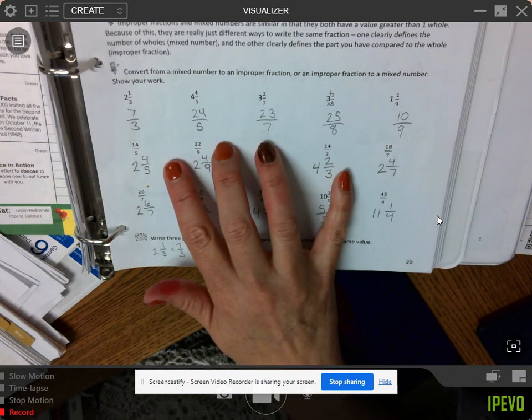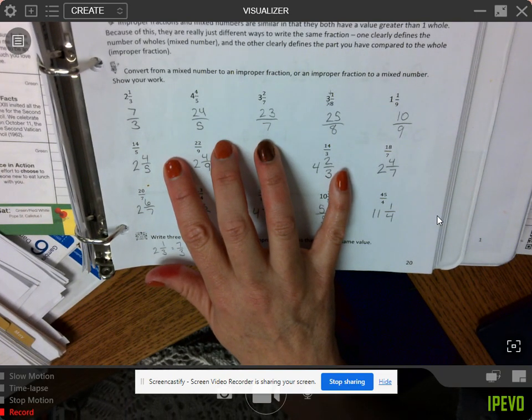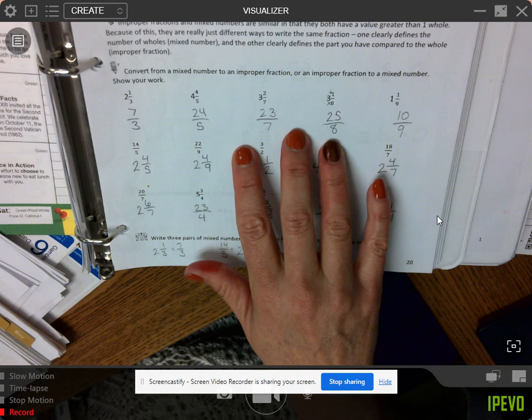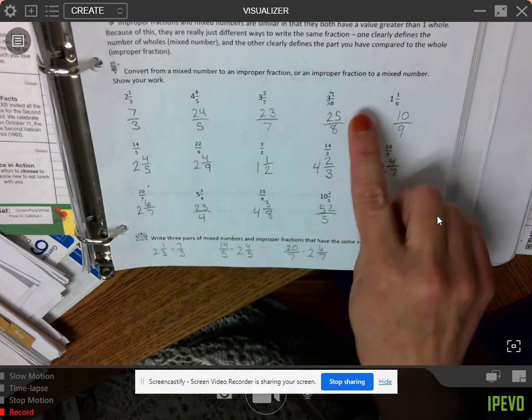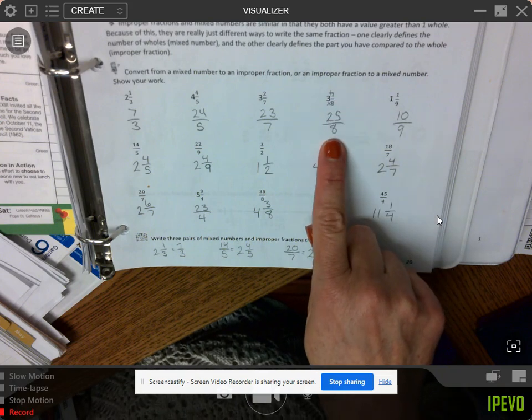Any questions on how I got those improper fractions in the top row? Which one you looking at, Claire? The 3 1/8. That became 25/8 because 8 times 3 is 24, plus 1 is 25.